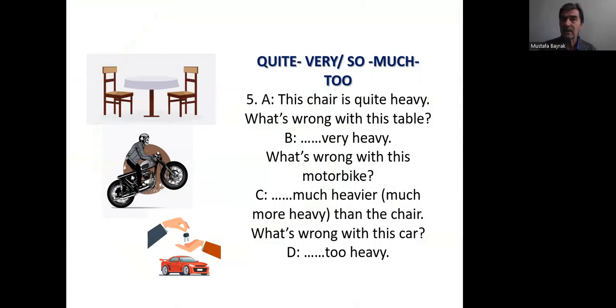What's wrong with this table? It is very heavy. What's wrong with this motorbike? It is much heavier, or it is much more heavy. Both are correct. Okay, much heavier than the chair. What's wrong with this car? It's too heavy. Yes, it's too heavy.